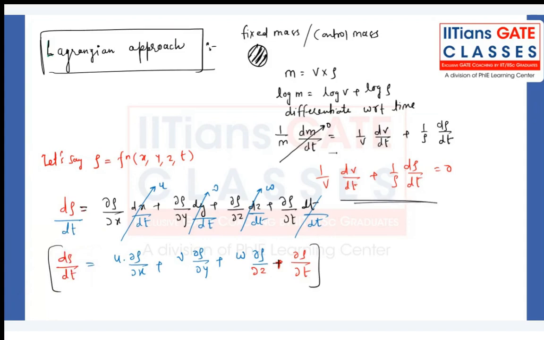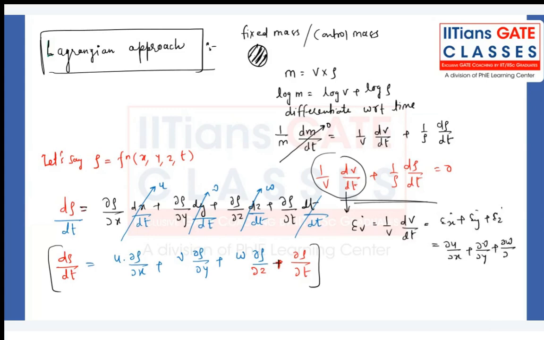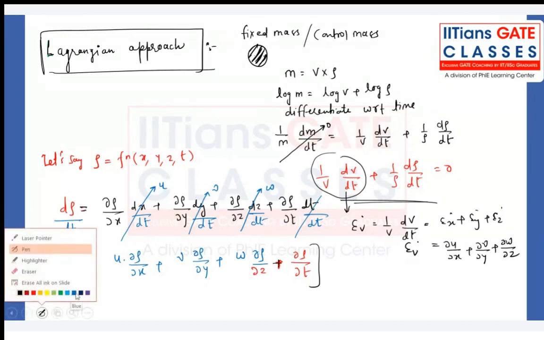What about this term? Volumetric strain rate, 1 upon v dv by dt, that is a summation of linear strain rates, that is dou u by dou x plus dou v by dou y plus dou omega by dou z. That is the volumetric strain rate. Now make a note of it. Once it is done, let me know.